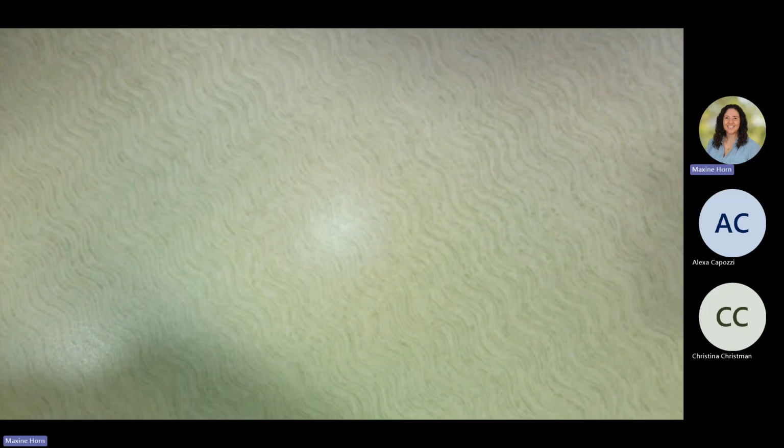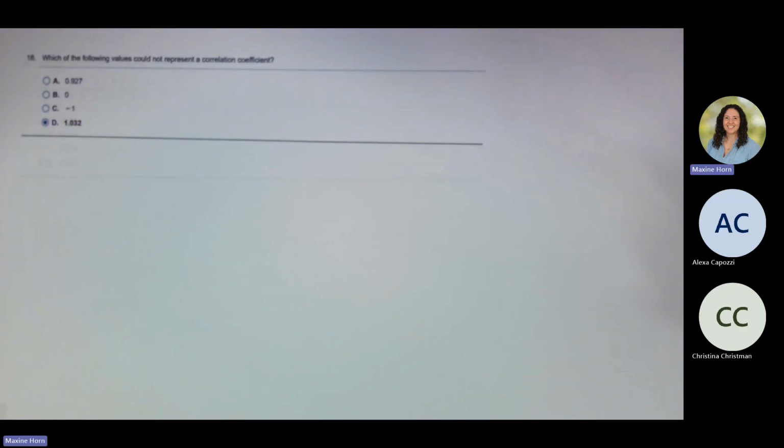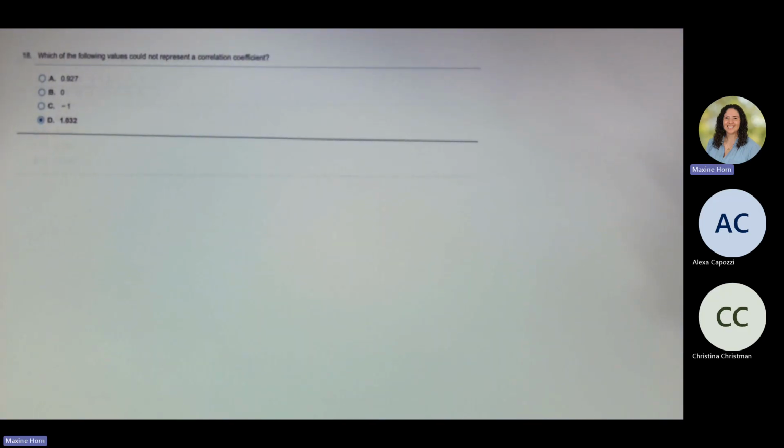Okay, now moving on to chapter 9. So for chapter 9, correlation coefficients, linear regression, you know what, let's just dive right in. Okay, which of the following values could not represent a correlation coefficient?